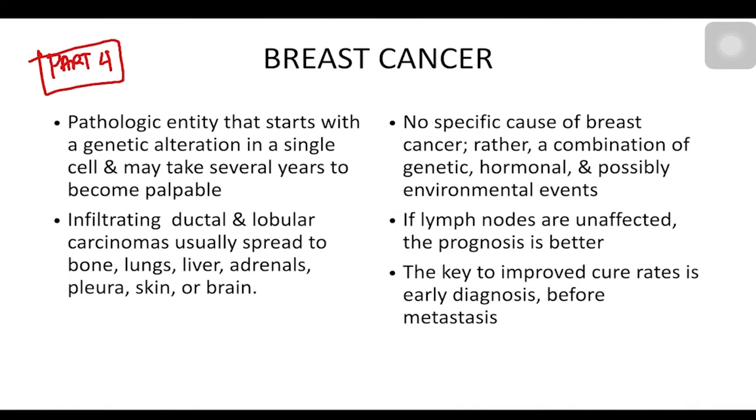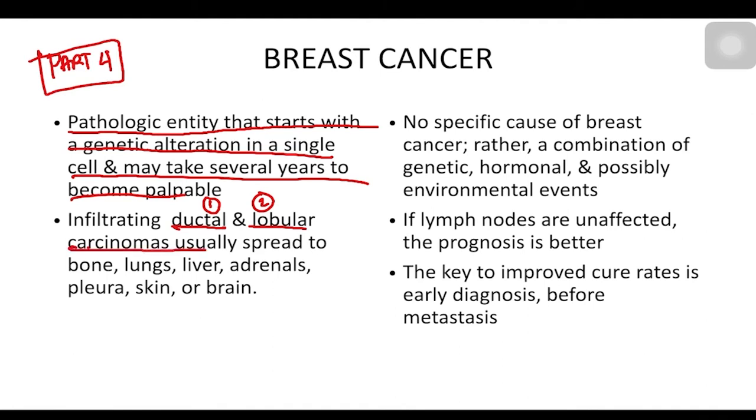it says here from the book that pathologically, it starts with a genetic alteration of a single cell and later it takes several years to develop. Usually when we say breast cancer, it usually infiltrates the ductal and the lobular carcinoma. It usually spreads to the bones, lungs, kidneys, liver, adrenal, pleural, skin, or brain. So why? Let's just have a review.